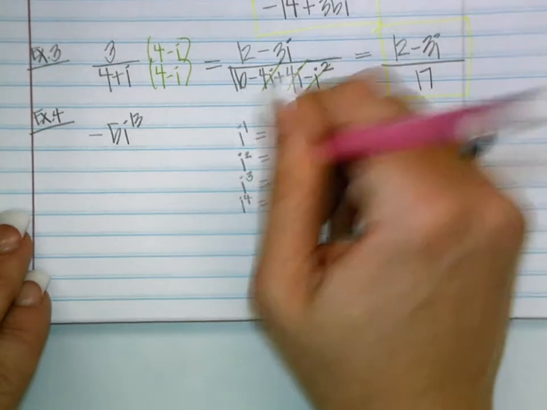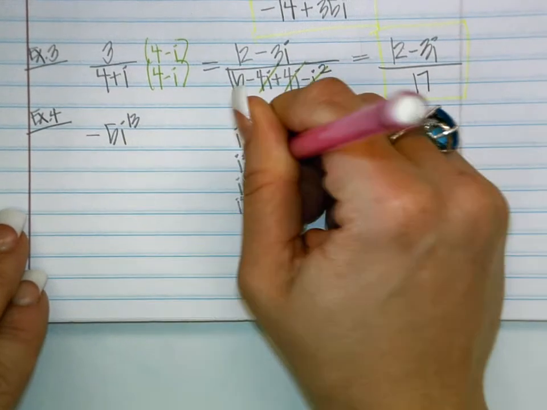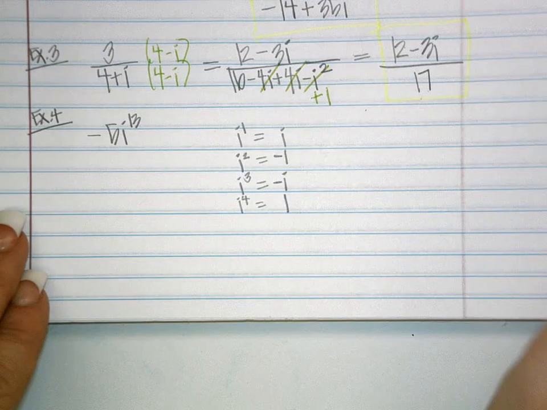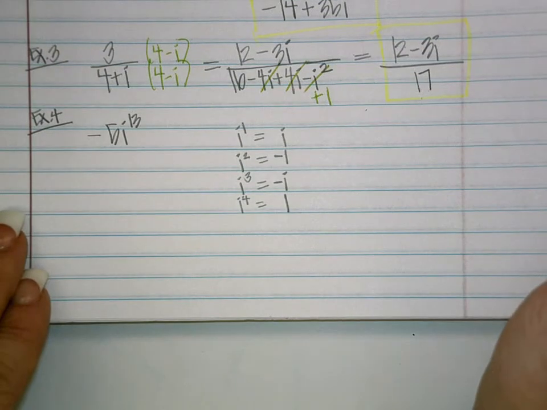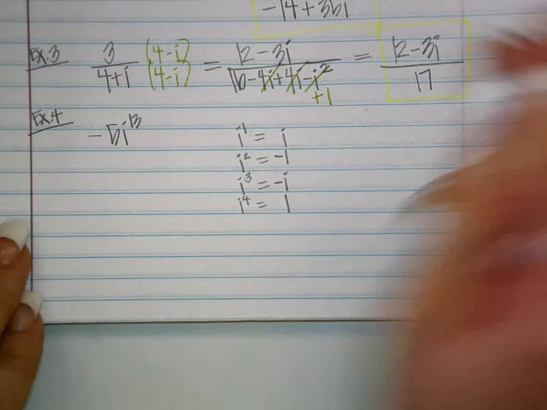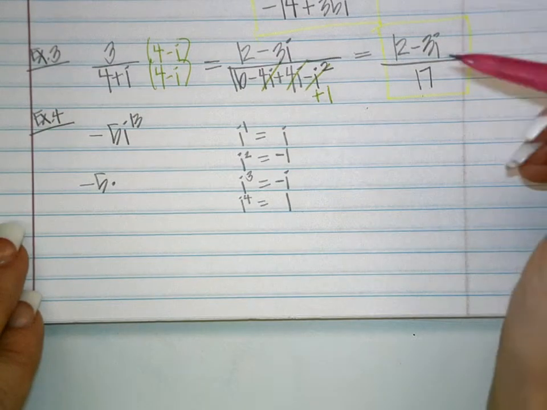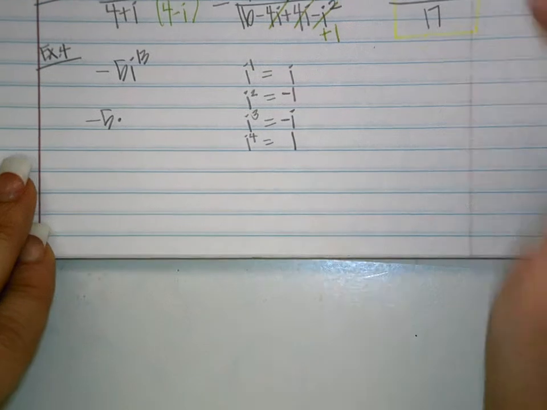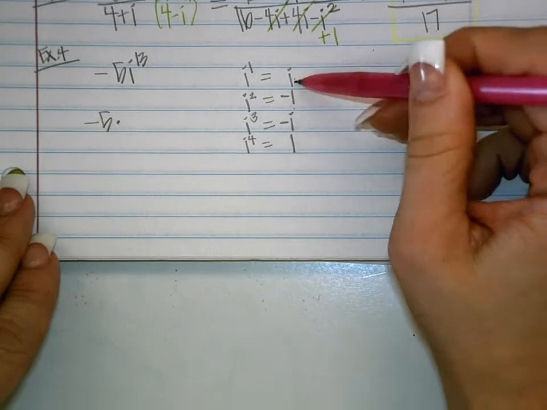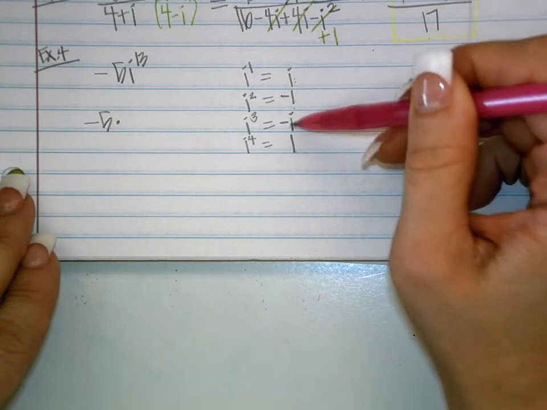I won, a negative sandwich. So sandwich the negatives in between. I won, a negative sandwich. So we know this is going to be negative 5 multiplied by what's i to the 13th? If you count, 1, 2, 3, 4, 5, 6, 7, 8, 9, 10, 11, 12, 13.